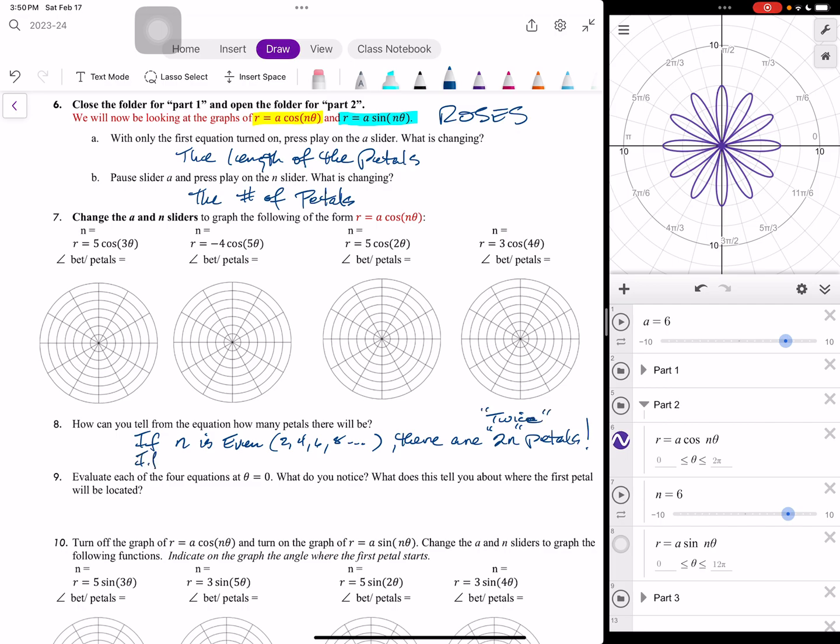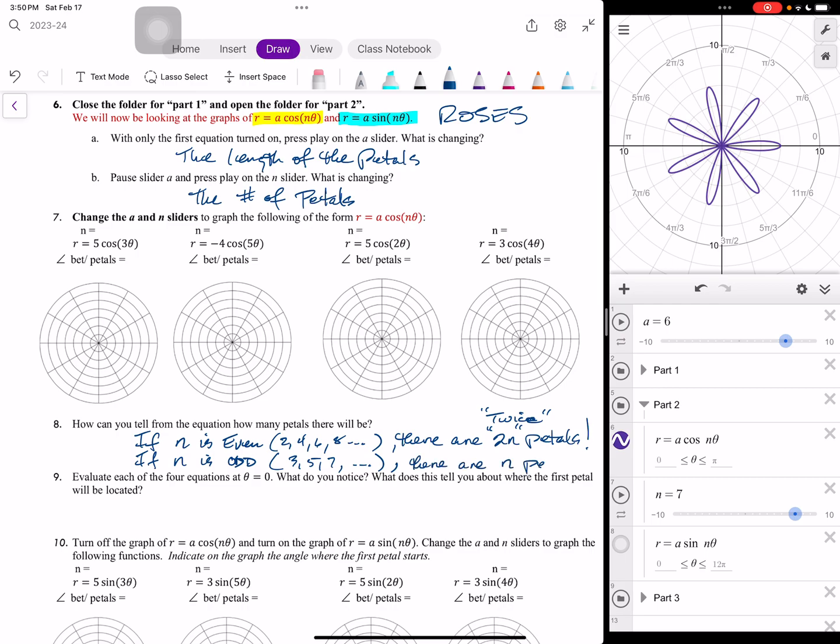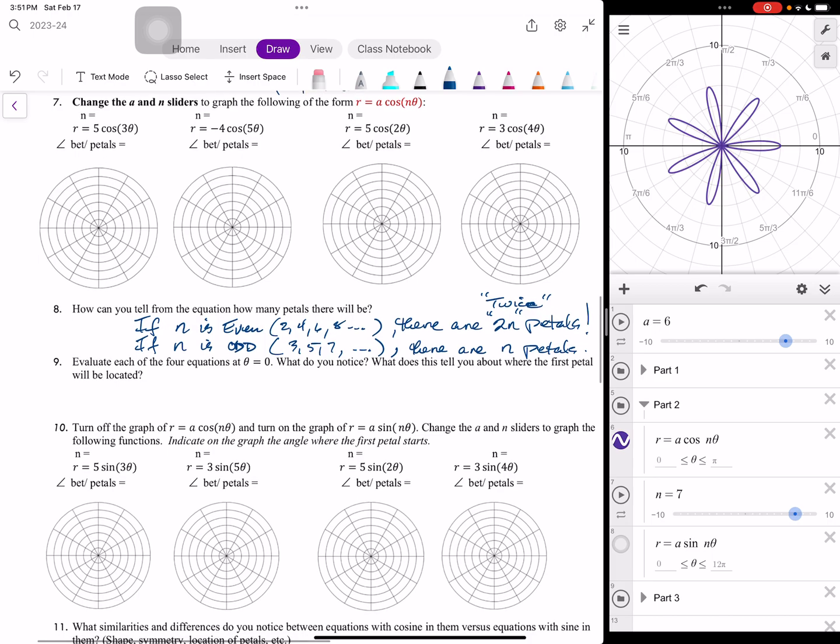Now if n is odd, that's not the case. If n is odd, let's go back and review. I'm talking about 3, 5, 7, and so on. So let me change it back to 3. Notice we have 3 petals. Change it to 5, you have 5 petals. Change it to 7, you have 7 petals. So if n is odd, there are only n petals. It corresponds to the n value. That's my major observation right here in the beginning.